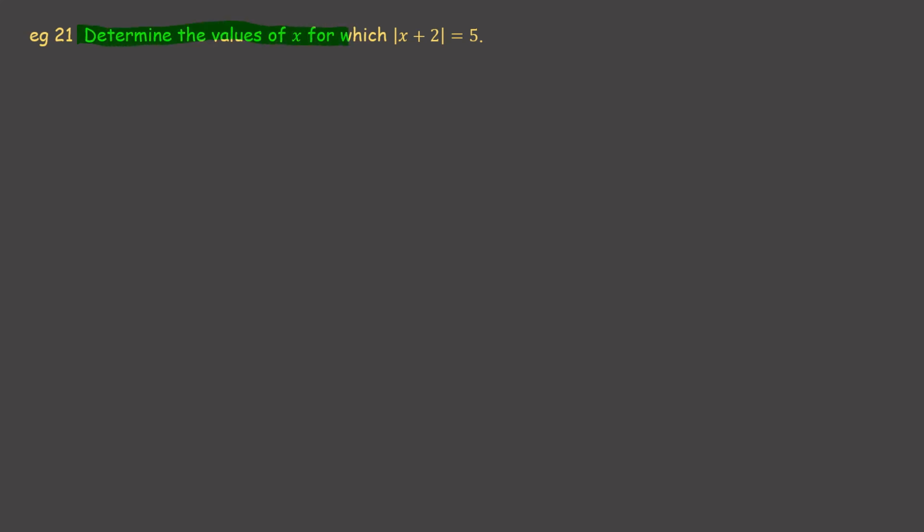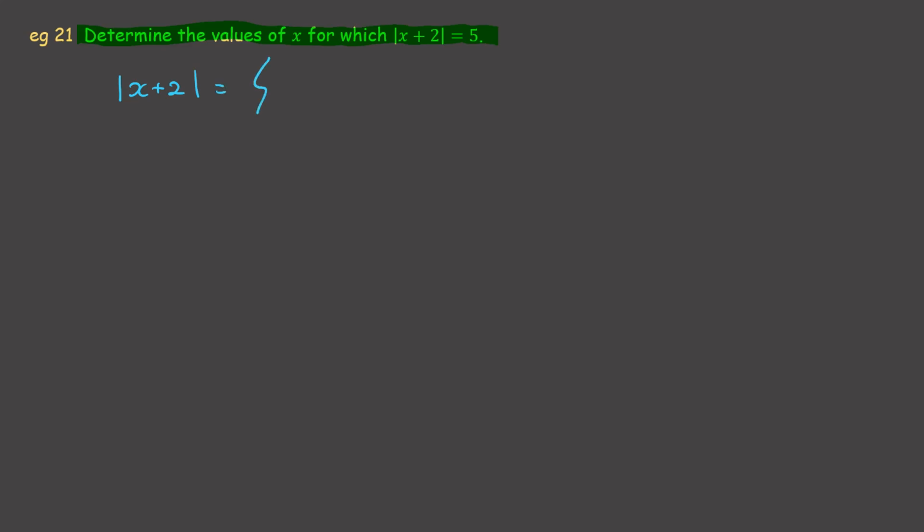Determine the values of x for which mod x plus 2 is equal to 5. There's various ways you could do this. If you think about mod x plus 2, what value of x makes that 0? It would be negative 2, wouldn't it?